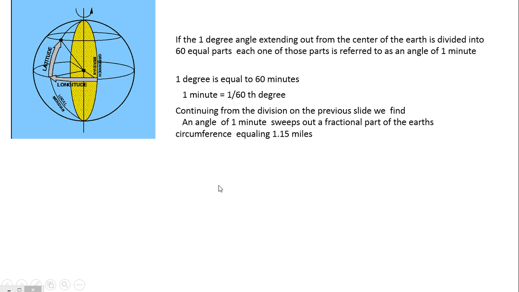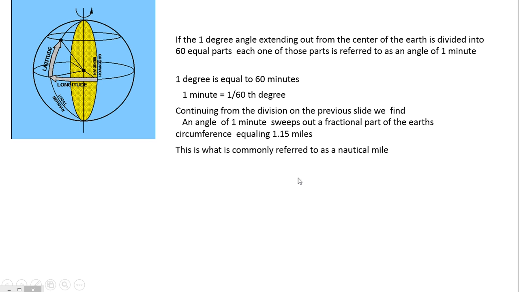And from our previous calculations, since 69 miles was formed by 1 degree, then 1/60th of that, or basically a little over 1 mile, would be the arc length swept by 1/60th of a degree, or 1 minute of arc. So if this angle in here is a 60th of a degree, or 1 minute of arc, then the distance along the surface of the Earth would be 1.15 miles.